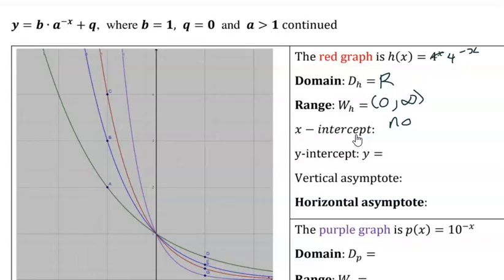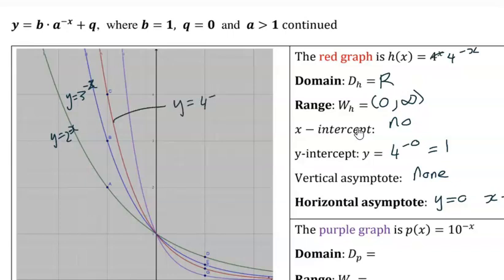The y-intercept happens at x equal to 0, and that will be 4 to the minus 0, which is equal to 1. No vertical asymptote, and my horizontal asymptote is again y equal to 0 or the x-axis. So the green graph here is y equal to 2 to the minus x, the blue graph y equal to 3 to the minus x, the red graph is y equal to 4 to the minus x, and the purple graph is y equal to 10 to the minus x.